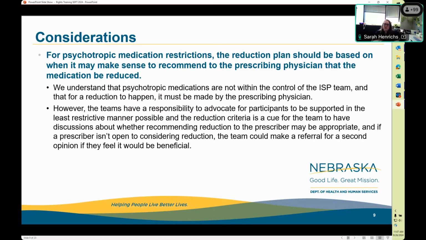And if the team really feels like reduction might be appropriate and the prescriber isn't open to it, the team can also make referrals for a second opinion if you feel like the team's concerns, and what's in the best interest of the participant and their quality of life, isn't being acknowledged by their current prescribing physician. Just like we would get a second opinion ourselves or advocate for ourselves with our own doctors. A lot of our folks aren't able to do that. And so it is part of our responsibilities to help do that when it comes to psych meds specifically, when there are rights restrictions.